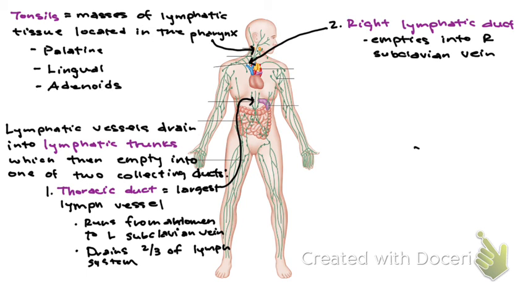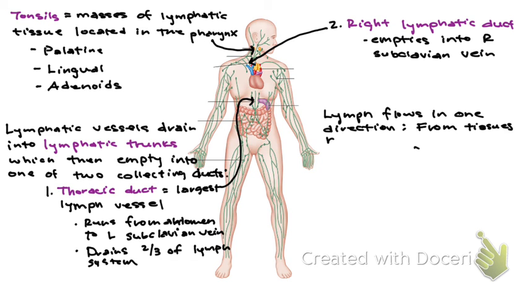So lymph will flow in one direction from the tissues back to the heart, and that's because the lymph vessels have those same valves that veins do.